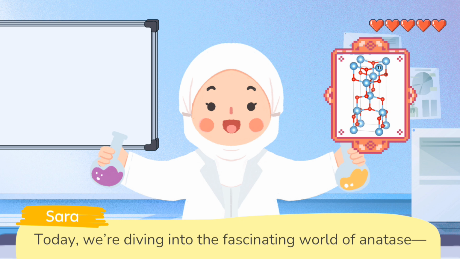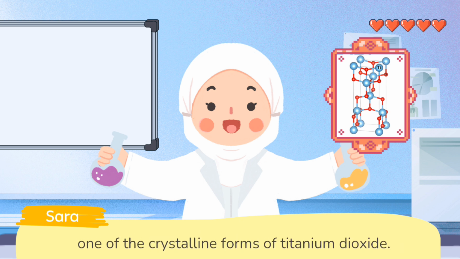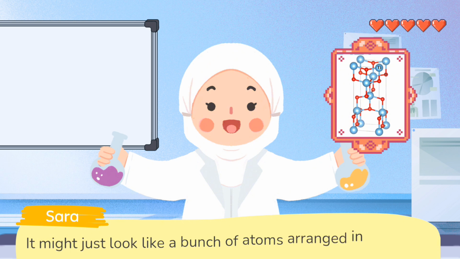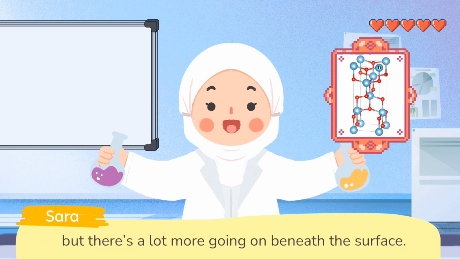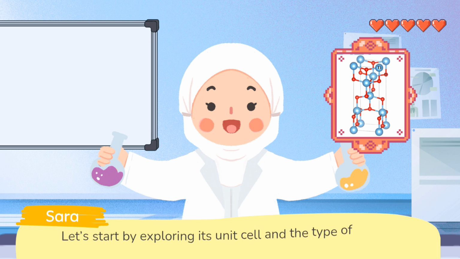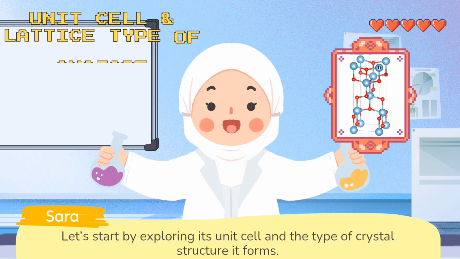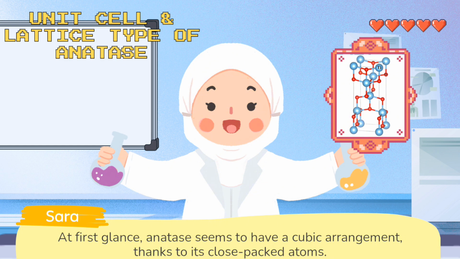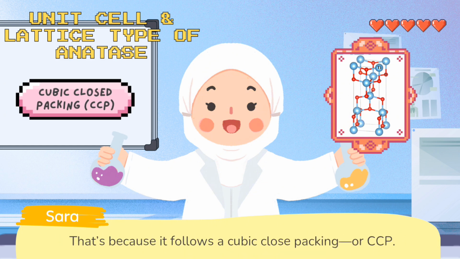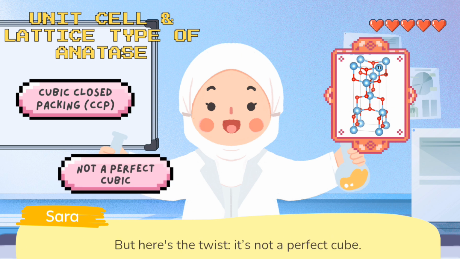Today, we're diving into the fascinating world of Anatase, one of the crystalline forms of titanium dioxide. It might just look like a bunch of atoms arranged in a pattern, but there's a lot more going on beneath the surface. Let's start by exploring its unit cell and the type of crystal structure it forms. At first glance, Anatase seems to have a cubic arrangement, thanks to its close-packed atoms. That's because it follows a cubic close packing, or CCP. But here's the twist. It's not a perfect cube.